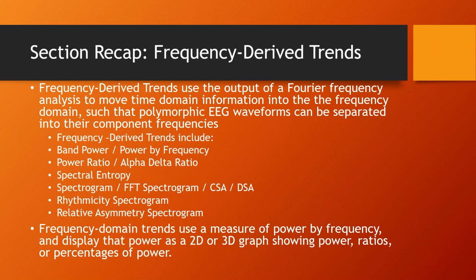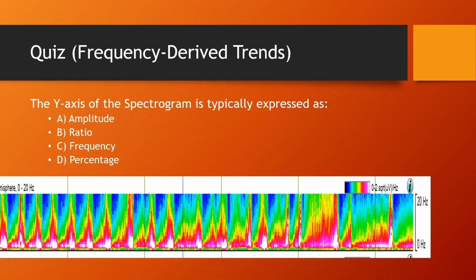So frequency-derived trends use the output of the Fourier frequency analysis, or the fast Fourier transform, to show us either a 2D image or a 3D graph. The 3D spectrogram shows power, ratio, or percentages, and these include the band power, power ratio, spectral entropy spectrogram, rhythmicity spectrogram, and the relative asymmetry spectrogram.